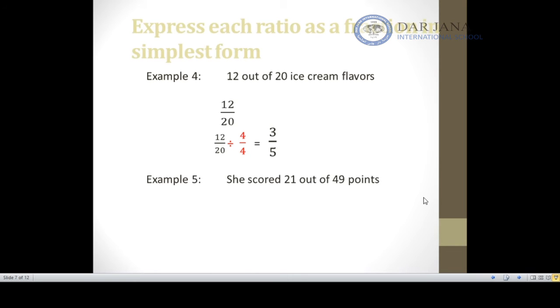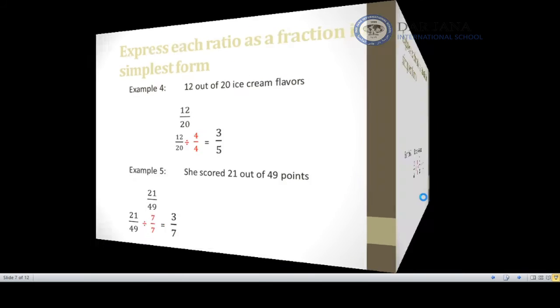In our next example, 21 out of 49 points. So we write it 21 over 49. We find the greatest common factor, and we realize it's 7. 7 goes into the numerator 3 times and the denominator 7 times. So our fraction is 3 over 7.